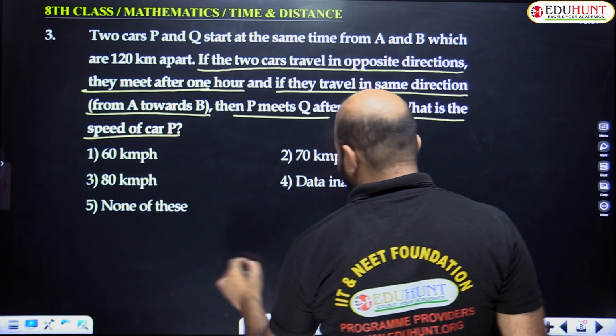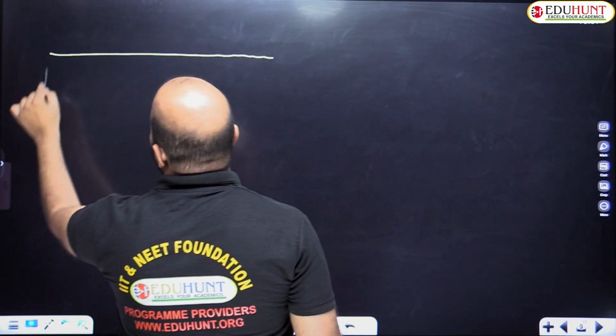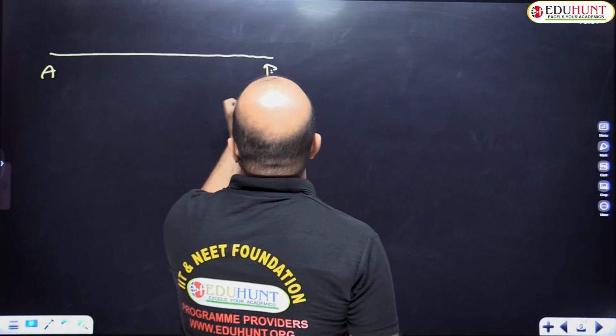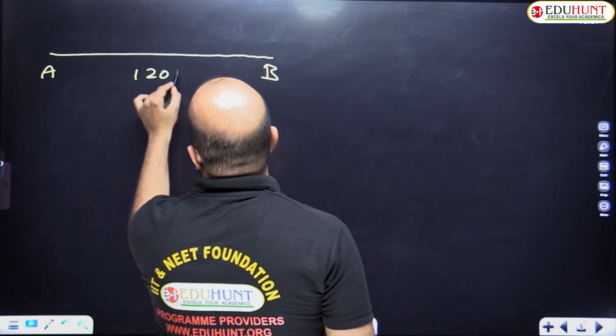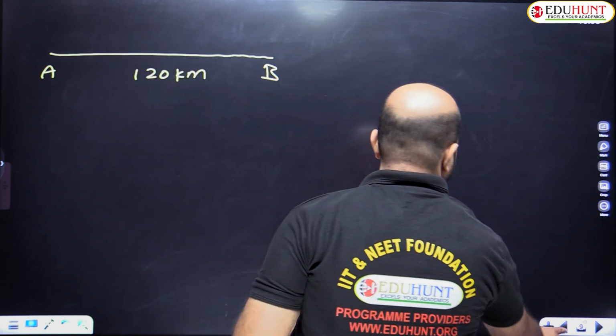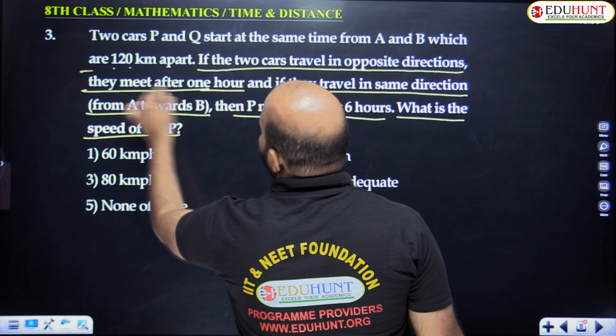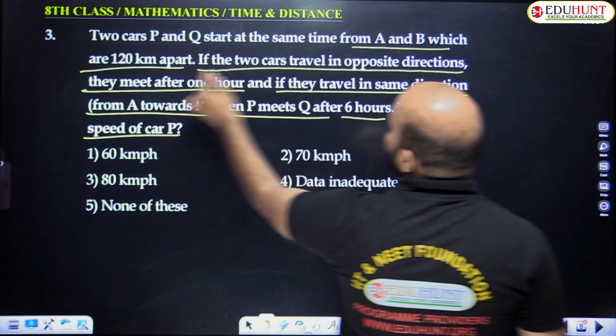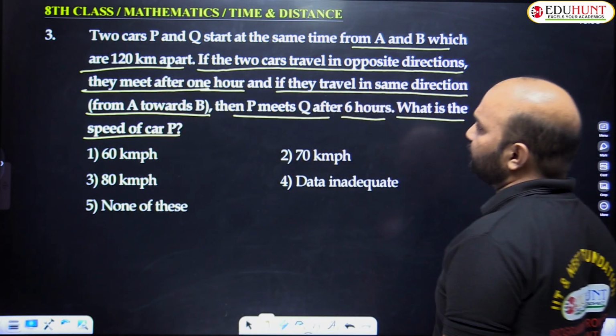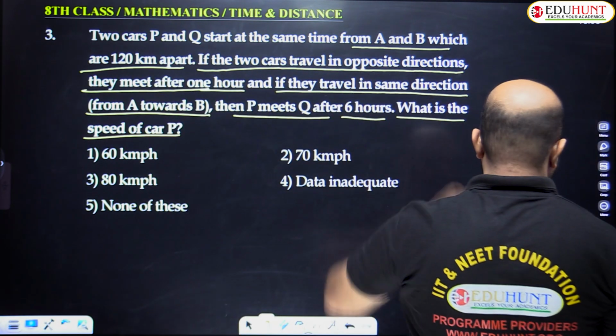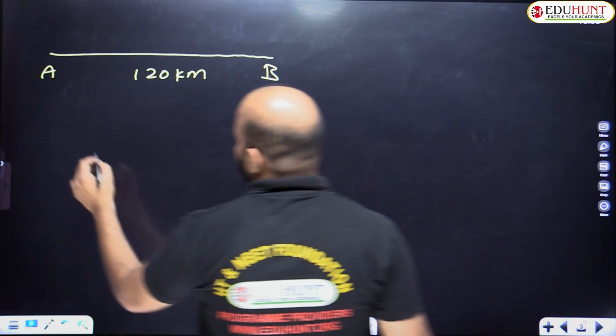So two places A and B are given. The distance between A and B is 120 kilometers, already mentioned in that question. Am I clear? The distance between the two places A and B is 120 kilometers, and P and Q are two cars moving in opposite directions. You don't know the speeds.